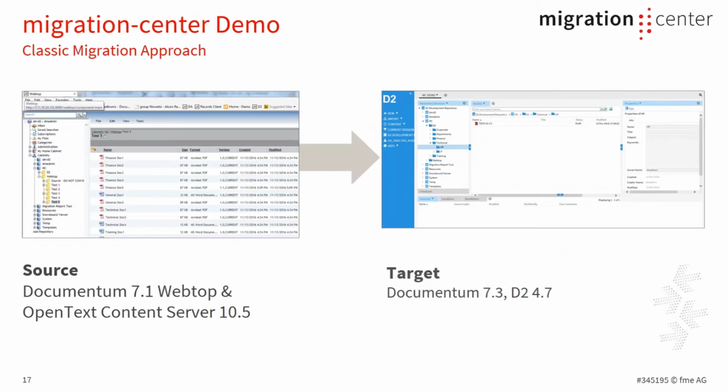Okay, so now it's time for the demo. But before we start, I will give you some insights about what you could expect within the next couple of minutes. We prepared a demo for you for OpenText Documentum Webtop to Documentum D2. Here it is a Documentum 7.1 application, and the D2 is 4.7. In addition, we also prepared another scenario just to show how easy the migration from a Content Server 10.5 to a D2 application is.